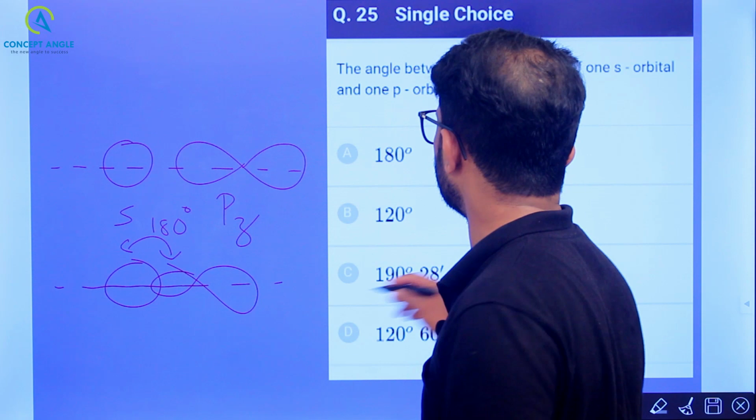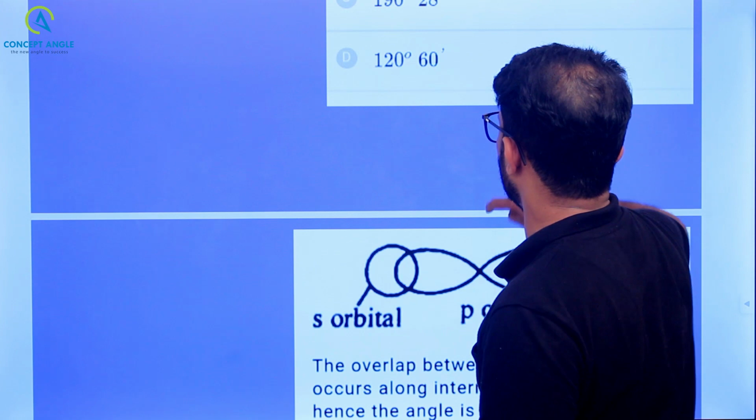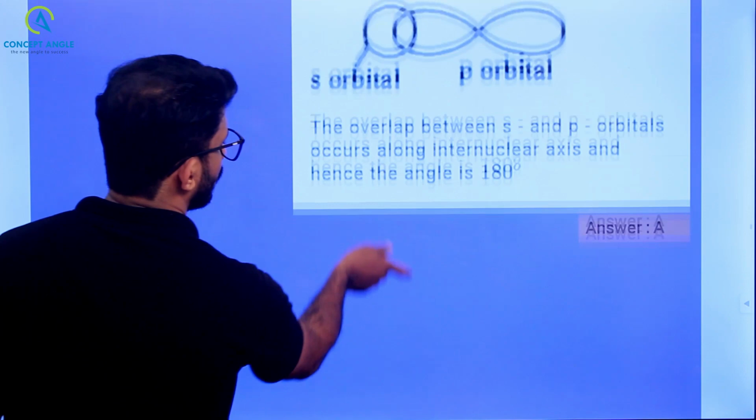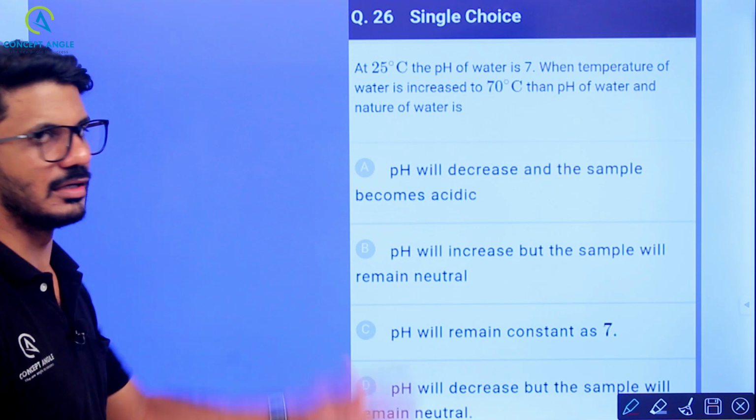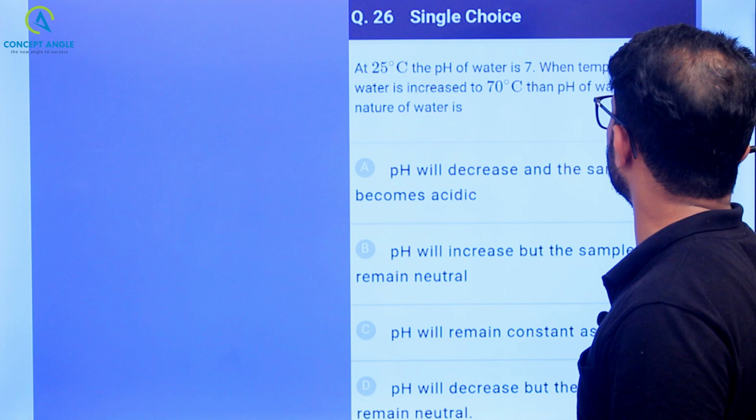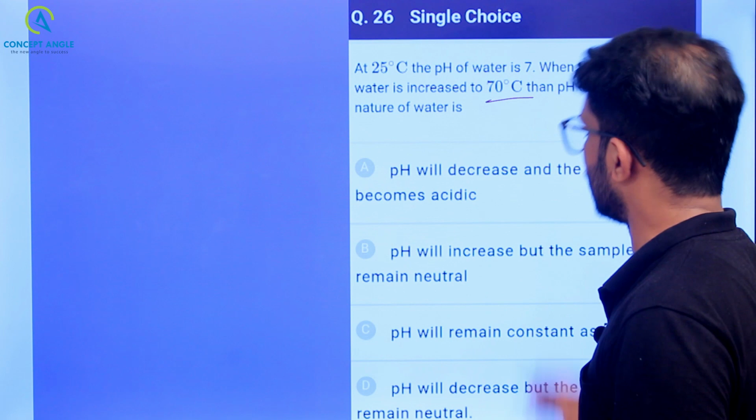Rush into the next question. Before going to the next question, this is the figure that we already explained. And the next question, question number 26. At 25 degree Celsius, the pH of water is 7. That means at room temperature, the pH is 7. We consider it as neutral. When the temperature of water is increased to 70 degree Celsius, then what is the pH of water and the nature of water? pH and nature.